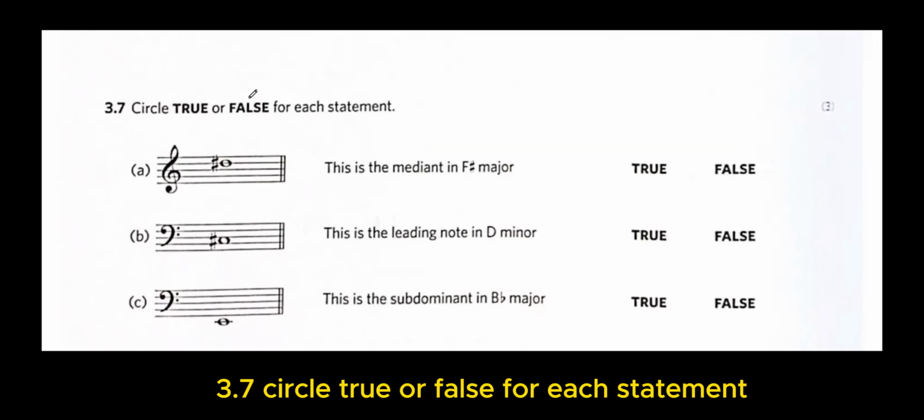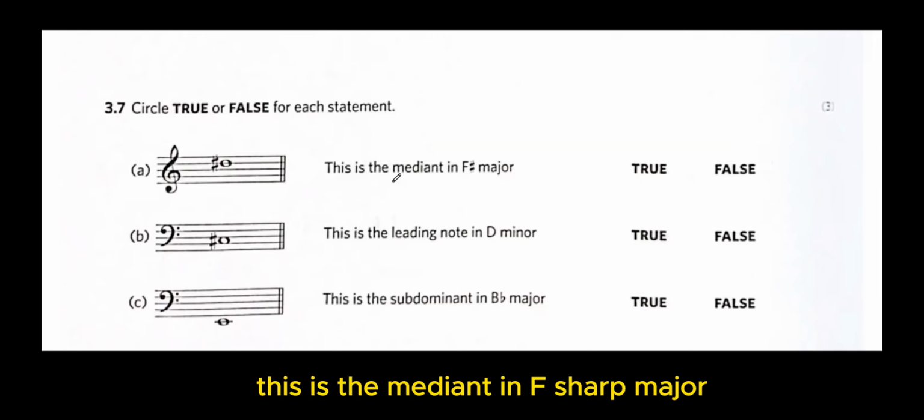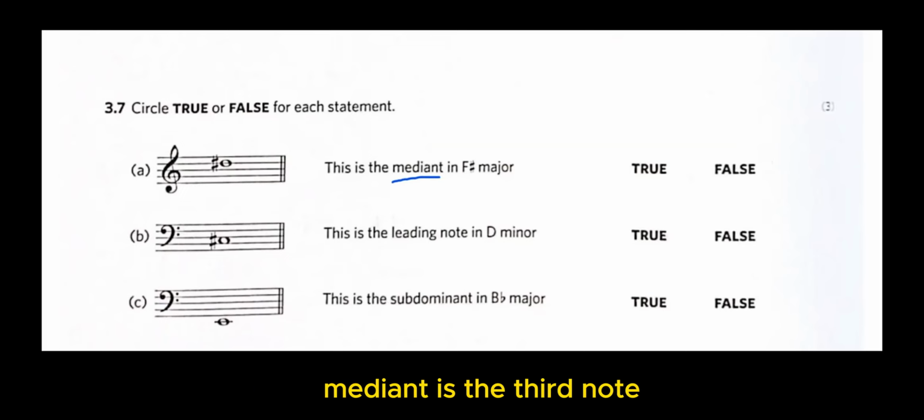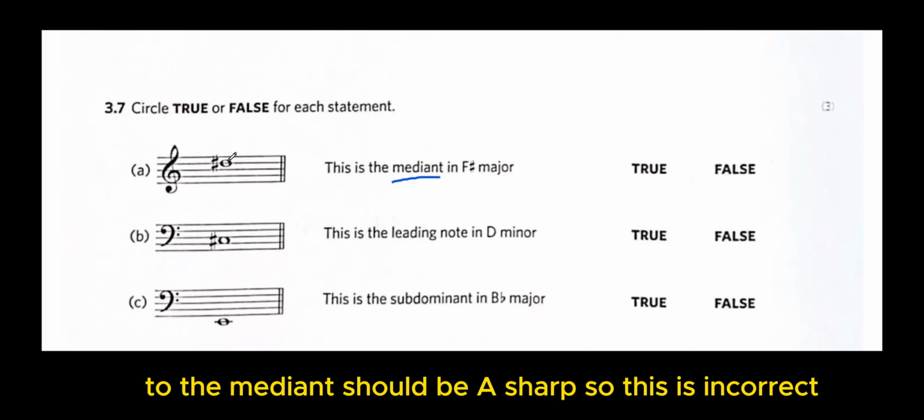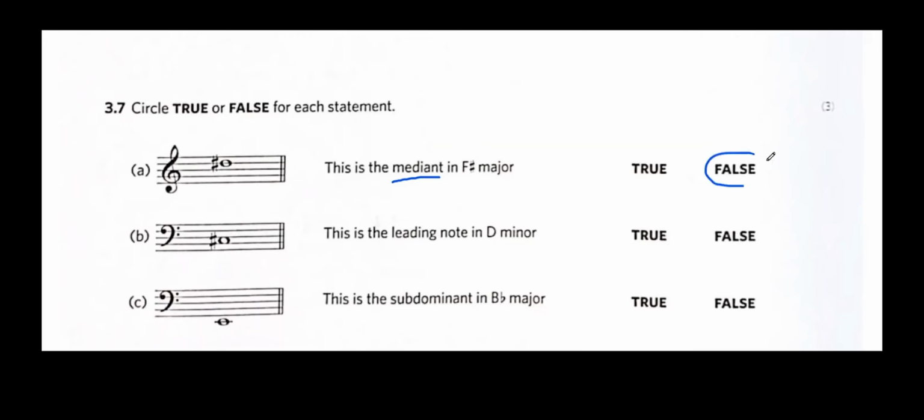3.7. Circle true or false for each statement. This is the mediant in F sharp major. Mediant is the 3rd note. F sharp goes up to the mediant, which should be A sharp. So this is incorrect.